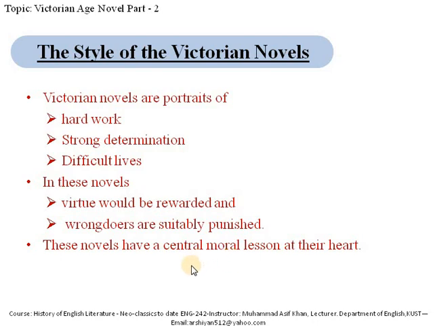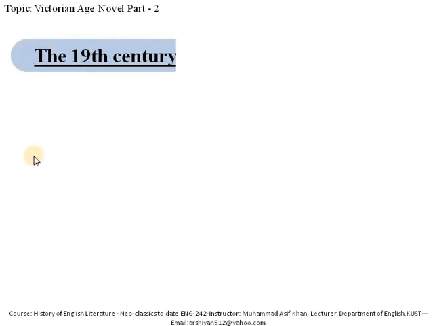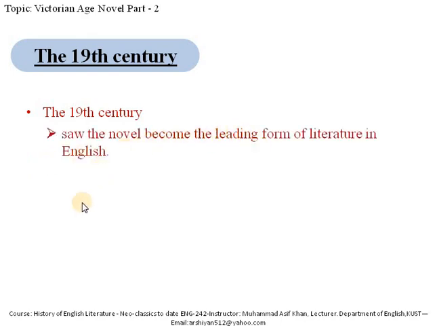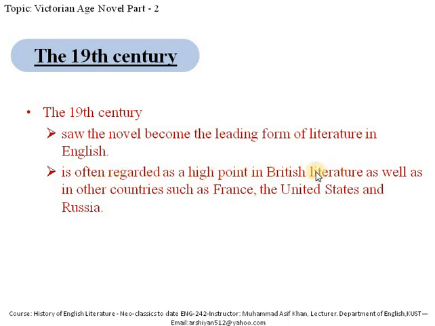This formula was the base for earlier Victorian fiction, and in the later part of the Victorian Age a number of other complexities were included in the novels. I will highlight these aspects when I discuss the most important writers of the later Victorian Age. As I told you, Victorian Age literature is basically a relation between Romanticism and modern literature. In the 19th century the novel became the leading form of literature in English, and this was the high point in British as well as French, United States and Russian literature.